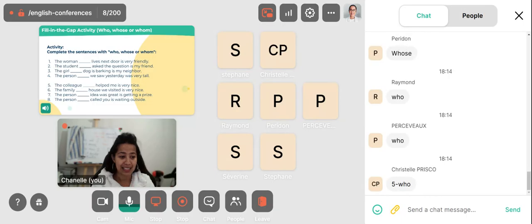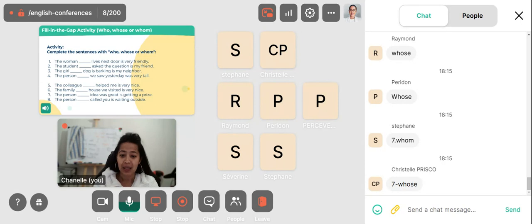Number 5, the colleague helped me is very nice. What will I add? Who? Wonderful. The colleague who helped me is very nice. Number 6, the family house we visited is very nice. What are we using? Wonderful. The family whose house. Why? Because there is a noun. The person idea was great is getting a prize. Wonderful. Whose? Why? Because we have the noun idea.